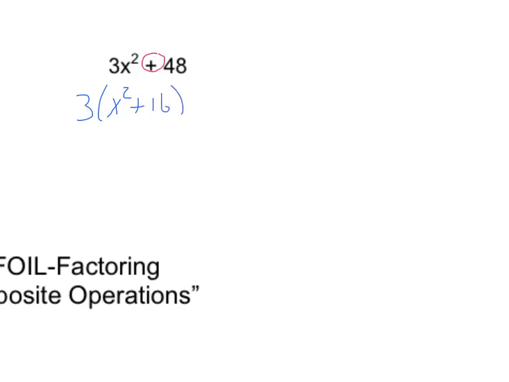Again, we've created a new binomial. I can root x squared, I can root 16. But because it is a plus, we are done. We cannot go any further. And this ends Section 3, Video 2.